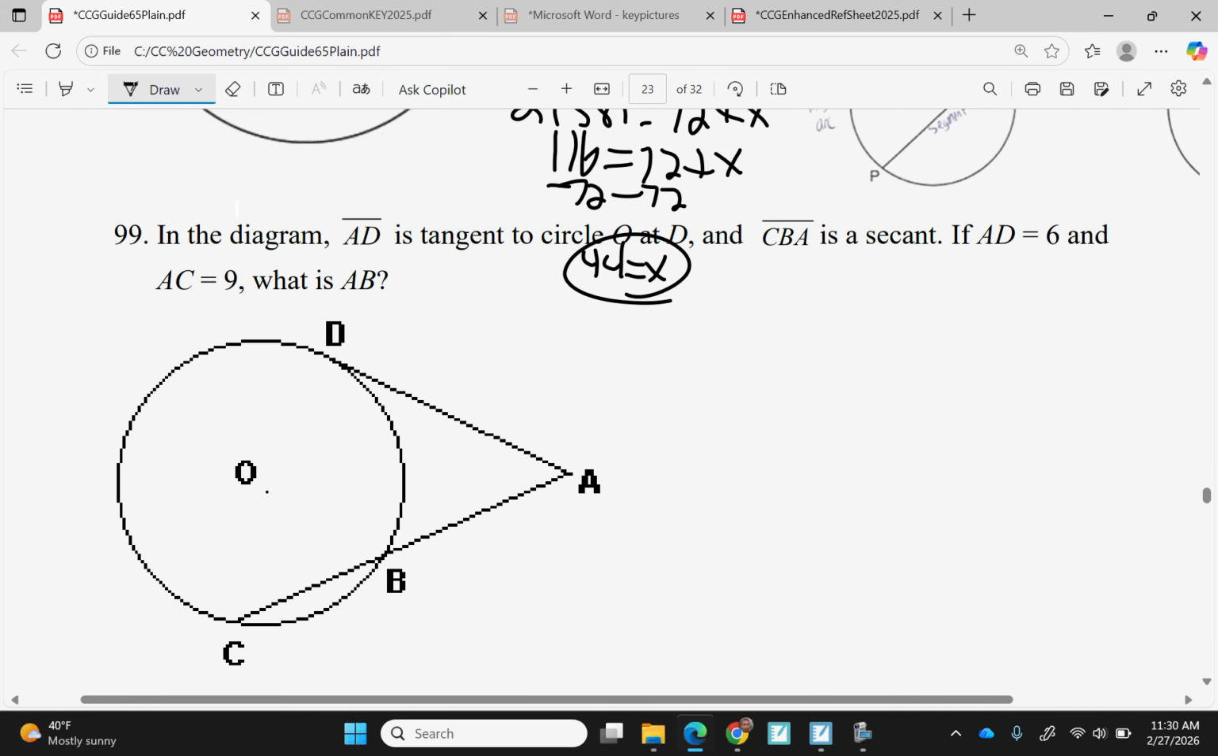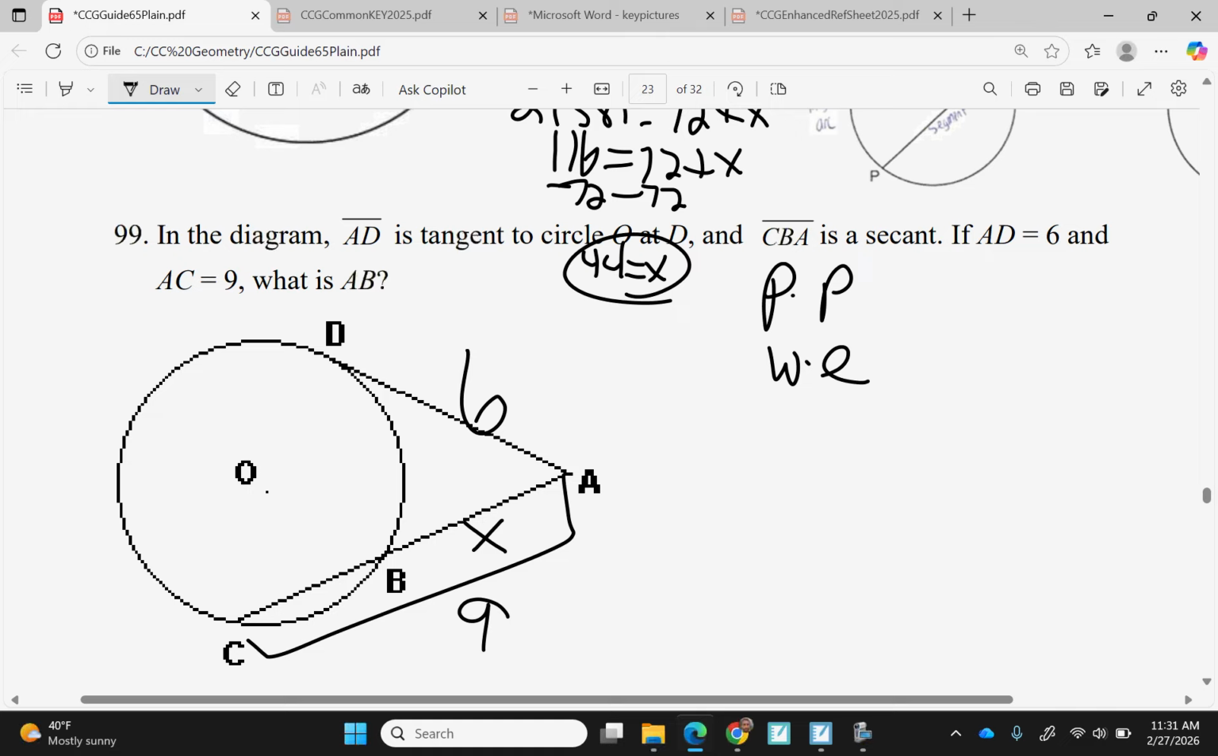Number 99. AD is 6. AC is 9. It's asking for AB. Arcs and angles are segments. Those are segments. 4 segments. Use PP and WE. Is there any exterior piece? Yes, this is all outside the circle. So it's going to be WE.